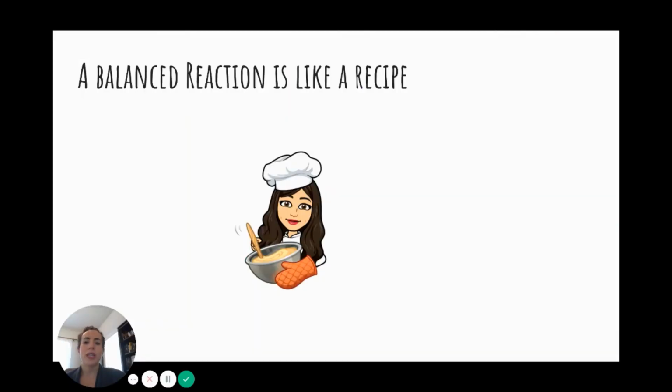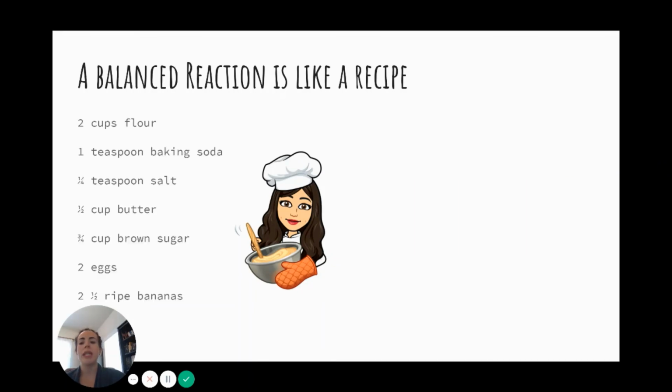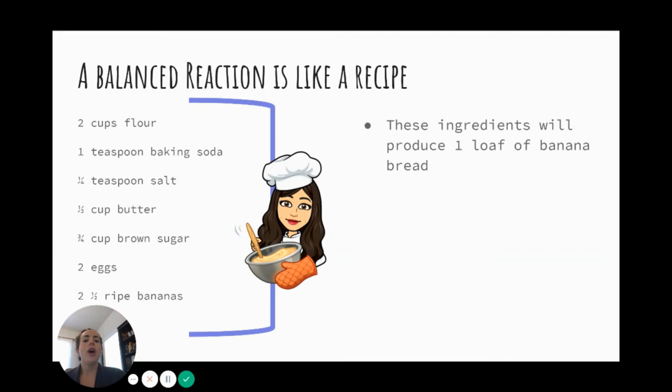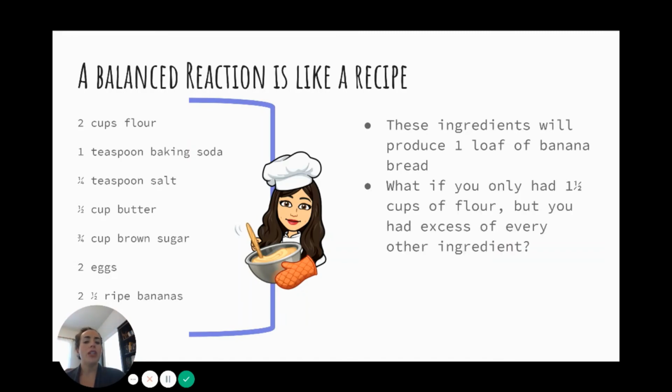What we said last week is that balancing a reaction is like a recipe. And I had this recipe of banana bread where we have the amount, the measurement, and the substance. And we add these all together, and we know from last week that this would make 1 loaf of banana bread. So all these would produce that. Now my question becomes, what if you only had 1/2 a cup of flour? So you only had 1 and 1/2. So you don't have all the flour, but you had everything else. You had every other ingredient in excess. What would that do to your recipe?